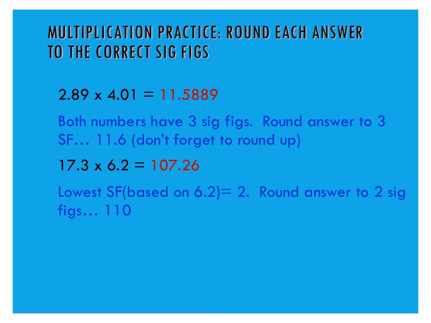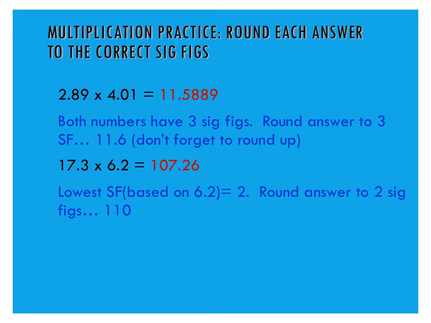So let's go ahead and practice this one more time. 2.89 times 4.01. You have 3 sig figs on both. Your rule says keep the least, 3 sig figs. You're going to round this up here. Now you have to look, 11.58 means round it up to 11.6.